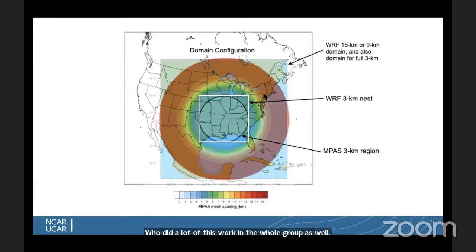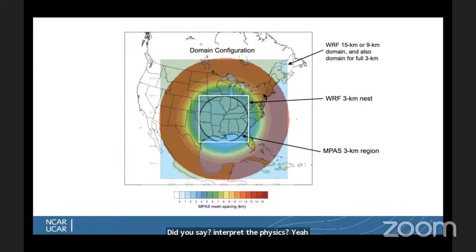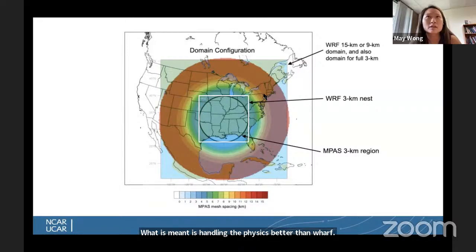Alan Rosales comments, can we say that MPAS interprets the physics better than WRF? I'm not totally clear what that means. Did you say interpret the physics? Yes. So maybe what is meant is handling the physics better than WRF, or implementing the physics. I don't think that it necessarily says that. I guess the focus here is to make sure that they're doing the same thing before we evaluate them and say which model is better. We were trying to demonstrate that there are lots of steps before we could evaluate and say which model is better, and ensuring the physics configuration is important.